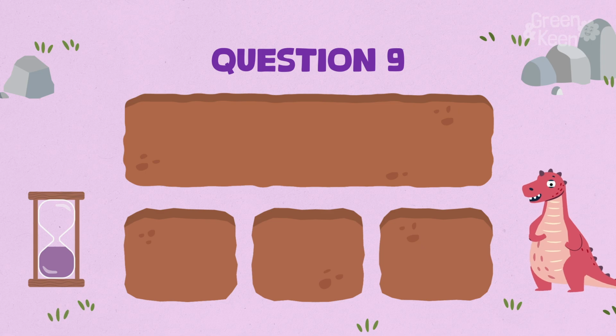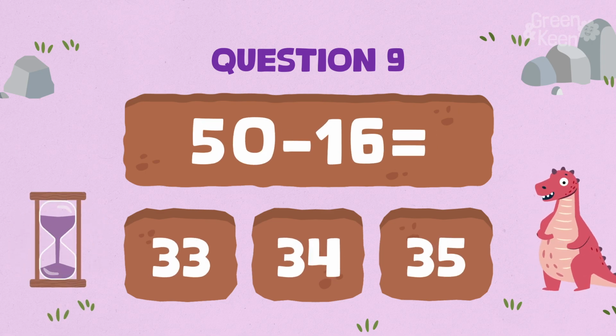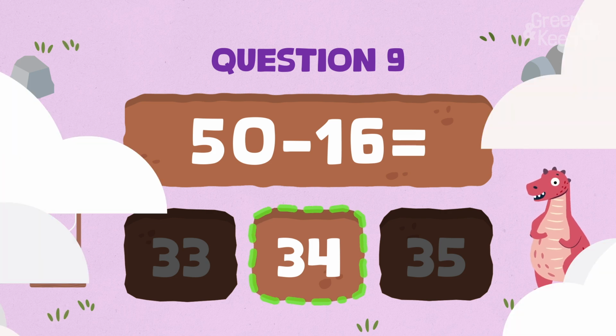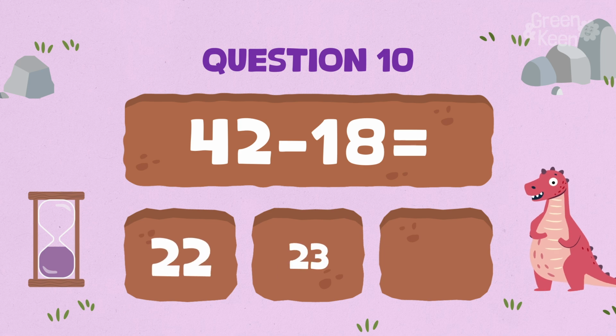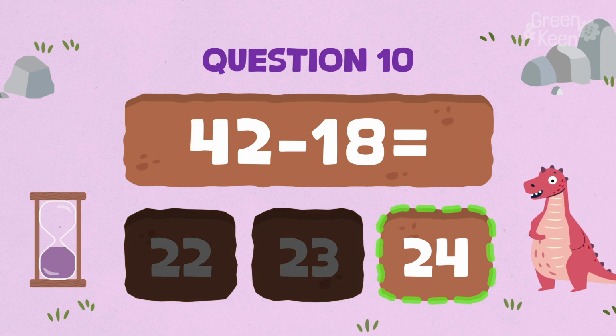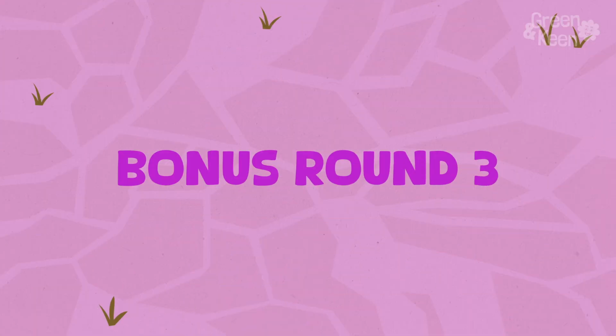Question number 9. 50 minus 16 equals... The answer is 34. Question number 10. 42 minus 18 equals... The answer is 24. Here comes the bonus round.